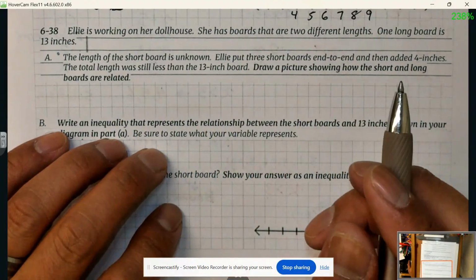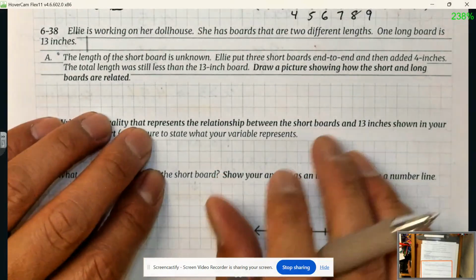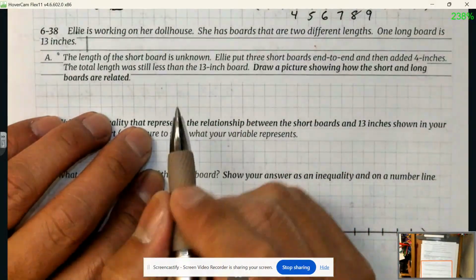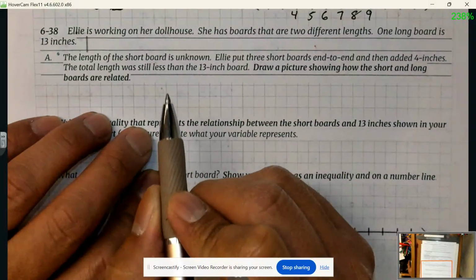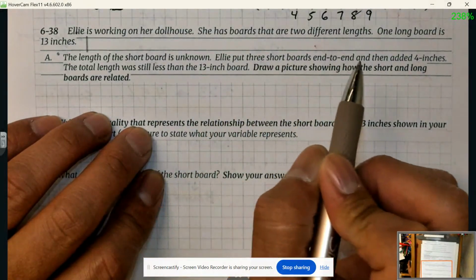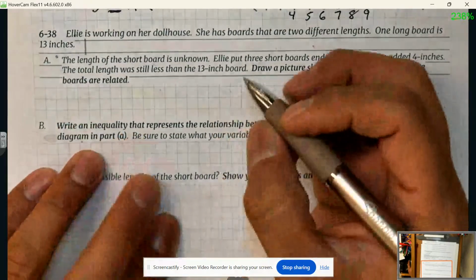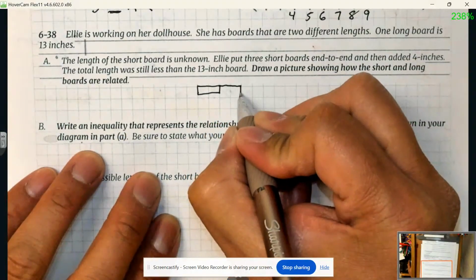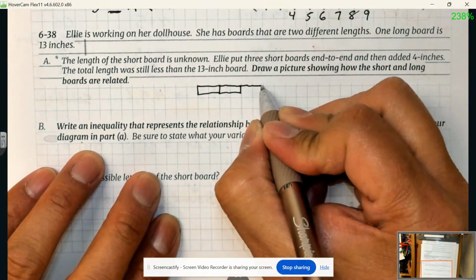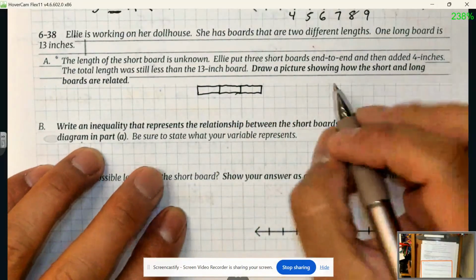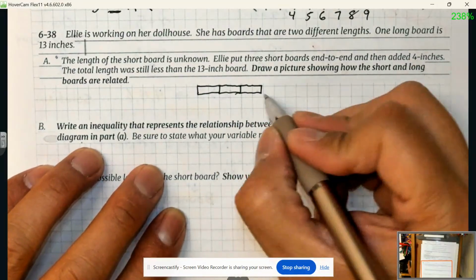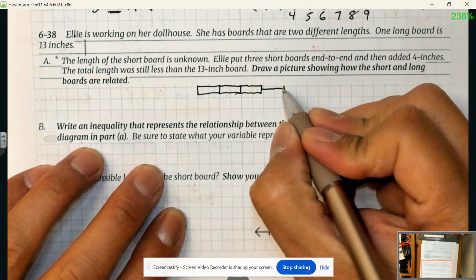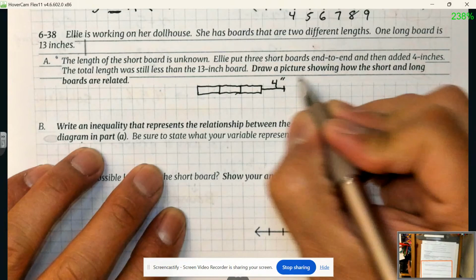So let's draw a picture of this, how the short and long boards are related. First, kind of like the 5D process, we have to draw it. So let's first draw 3 short boards end to end. Here's a short board, another short board, and a third short board, end to end. And then we're adding 4 inches to it, so there's a little extra space, which is 4 inches.